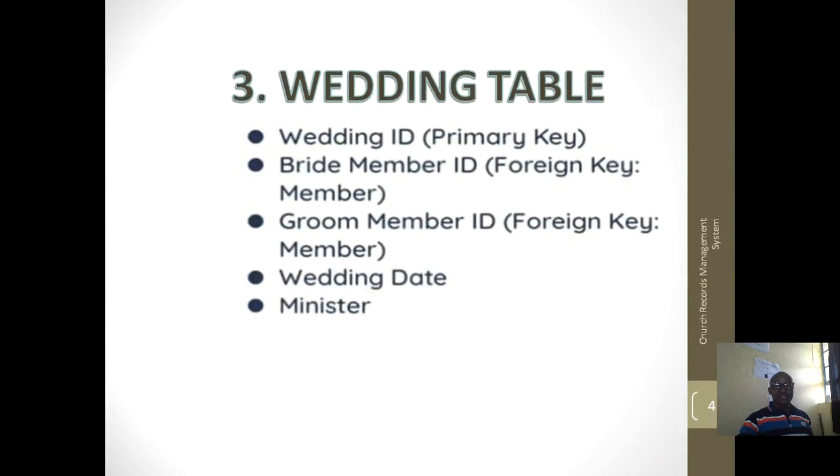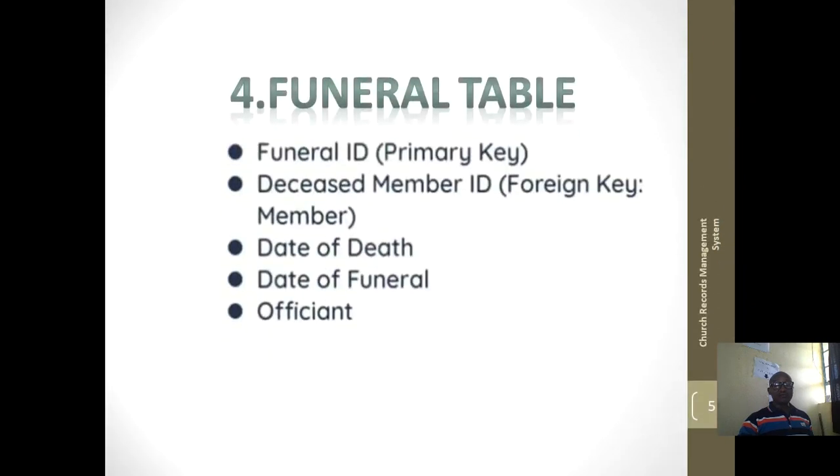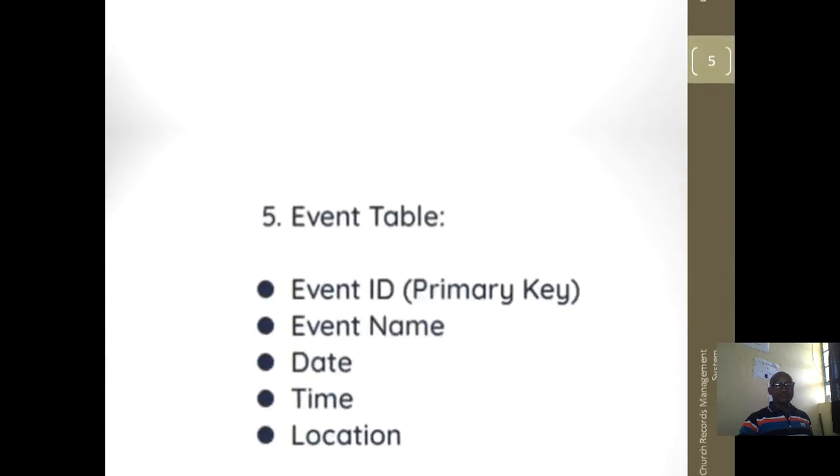Then we shall also have table number 3. In churches, we have weddings. So we shall have the wedding table, where we shall have the wedding ID as the primary key, the bride member ID, that's a foreign key from the members table, the groom member ID, foreign key from the members table, the wedding date, and the minister involved. We shall also have a funeral table in case a member dies. So we shall have the funeral ID as the primary key, the deceased member ID, foreign key from the members table, date of death, date of funeral, and the officiant or the minister.